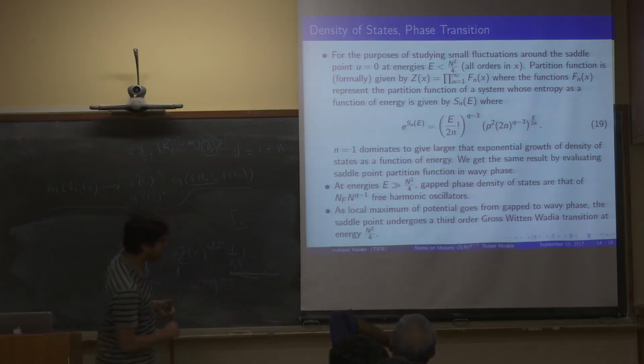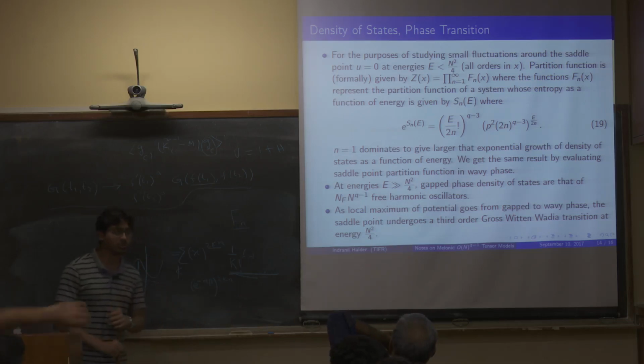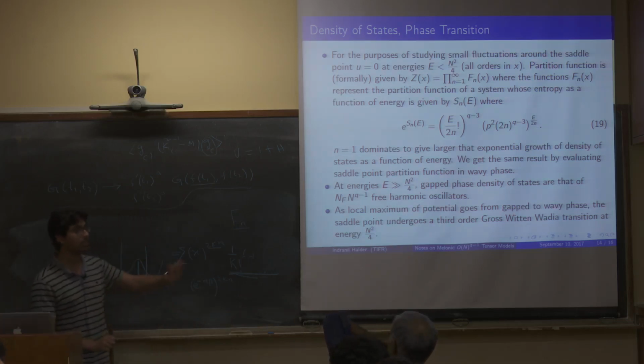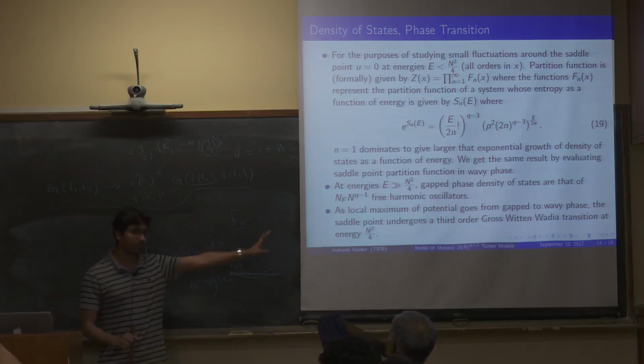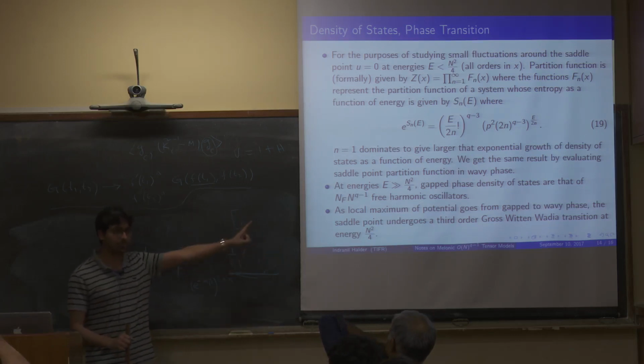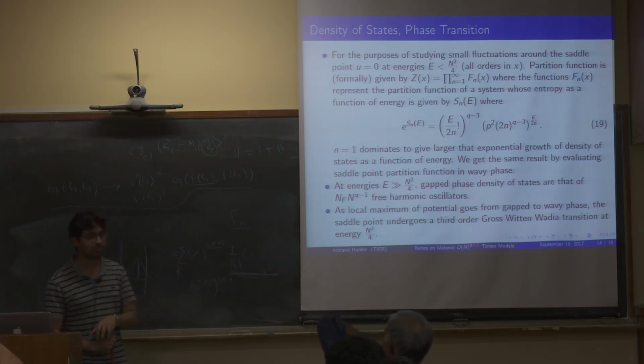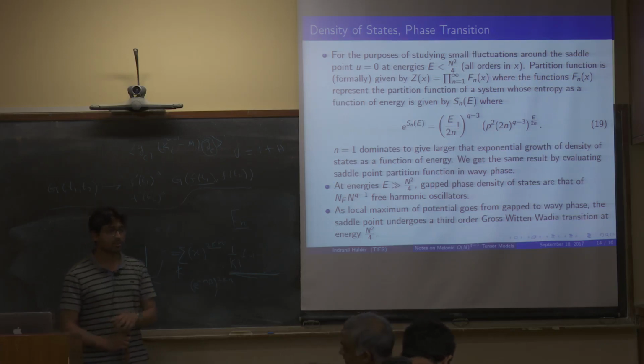So one calculation is around u equal to 0 saddle point, in which you calculated the one loop entropy, and the other one is around some saddle point in the OAB phase, and you are getting the same result for the entropy. A bit confused. Sorry. What is the wavy phase again? I thought there's a first order transition. U1 is 0, and then it jumps discontinuously. What's the wavy phase?